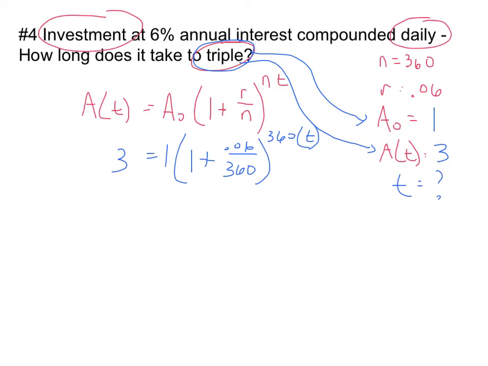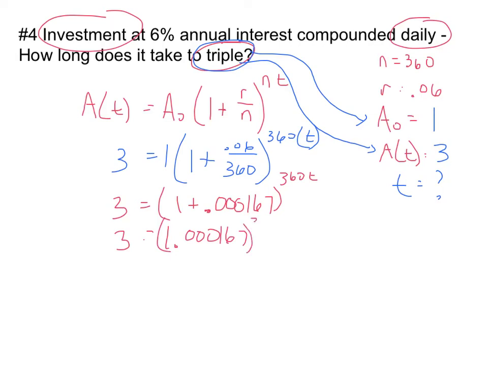Well, let's just solve this. This one really doesn't matter. I'm going to clean up the parentheses in there. That really says 1 plus. In your calculators, type 0.06 divided by 360. And you get 0.000167. Still raised to the 360t power. So this really says 3 equals 1.000167 raised to the 360t power.